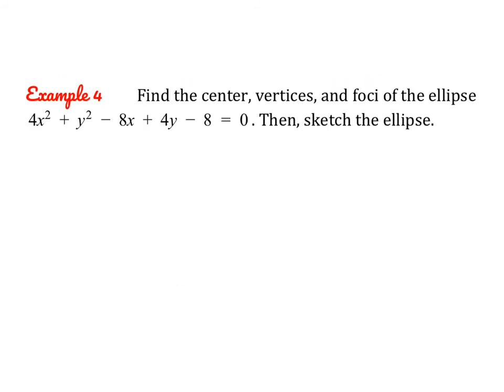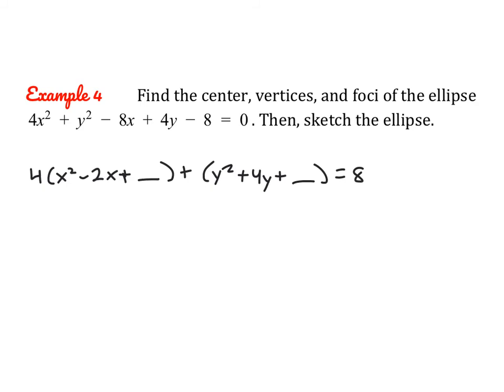Okay, let's try one more example together. So here we have to go through the same process of grouping our terms and factoring out any coefficient. So when we do that, here we have 4 times (x² − 2x plus some magic number) plus (y² + 4y plus some magic number) is going to equal 8.